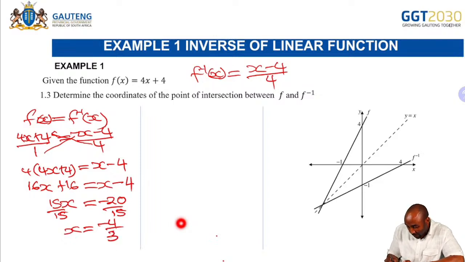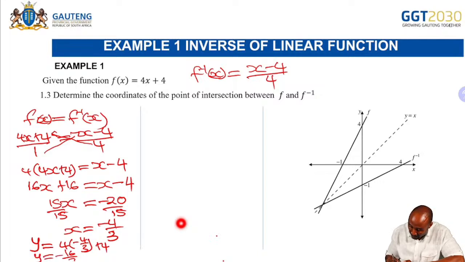I will now take this -4 over 3 and substitute it back to the function, and I will get my y as 4 times -4 over 3 plus 4. And this will give me y is equal to -16 over 3 plus 4. You can use your calculator there. It will give us our y as negative 4 over 3.